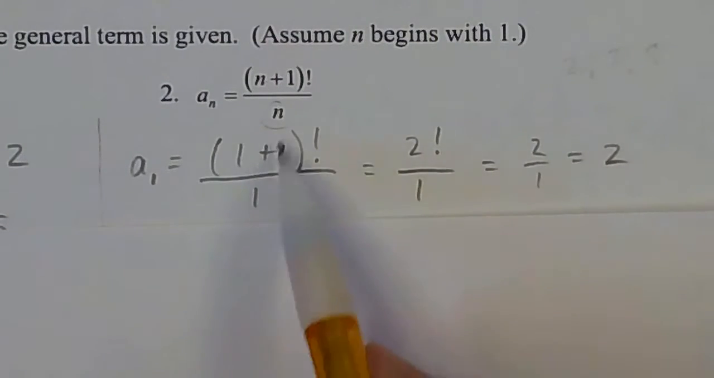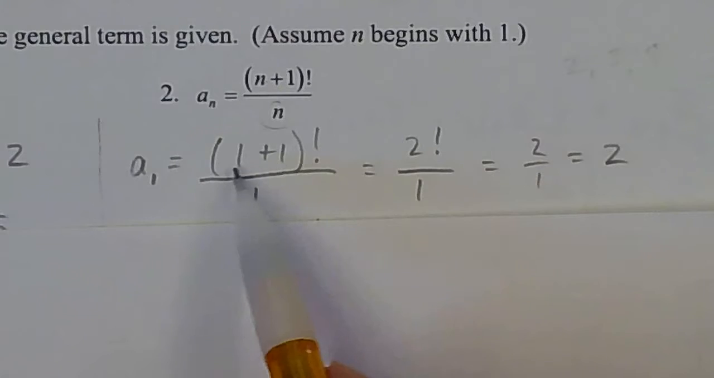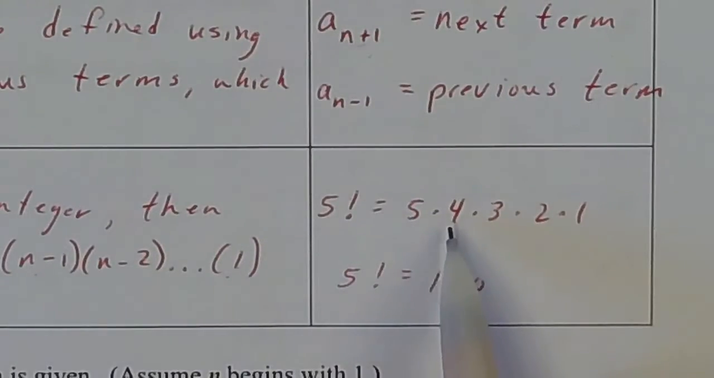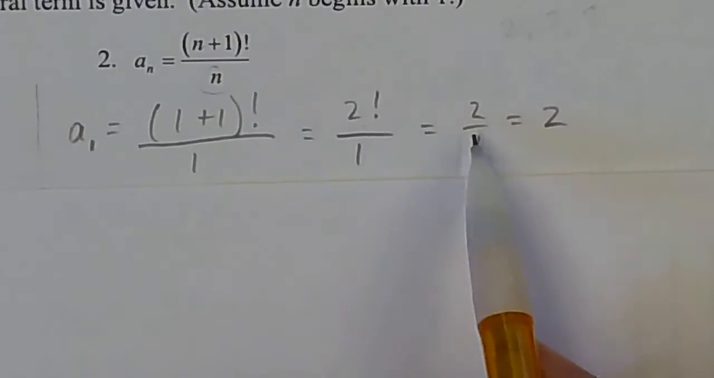Okay, so plugging in 1. Again, just follow the parentheses. 2 factorial. And now you know what 2 factorial is. Do you really need to pick up the calculator to do that? Not if you know the definition, right? It's just 2 times 1. That's it. 2 factorial is 2.